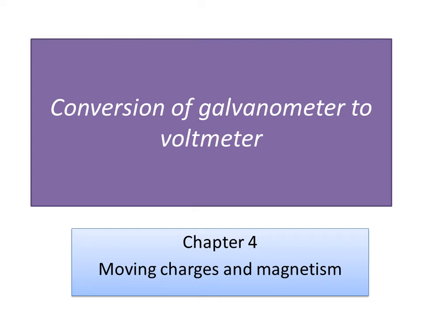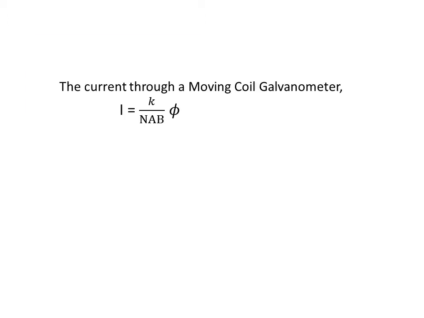Today we are going to learn about the conversion of moving coil galvanometer to voltmeter. We know that galvanometer is an instrument to measure very small current or to detect the presence of a very small current. When current I passes through a galvanometer, it gives a deflection phi.